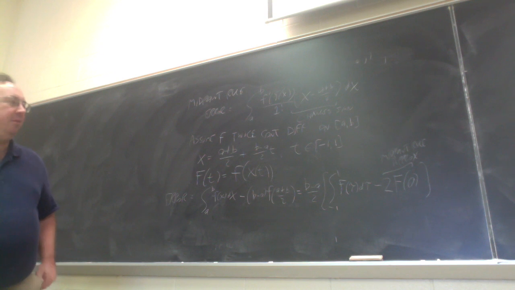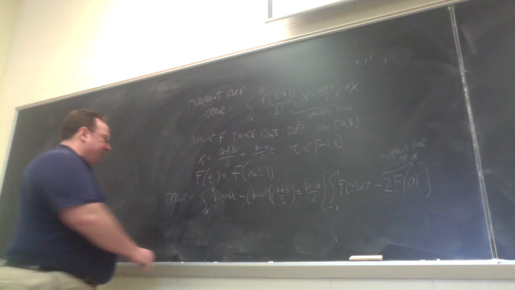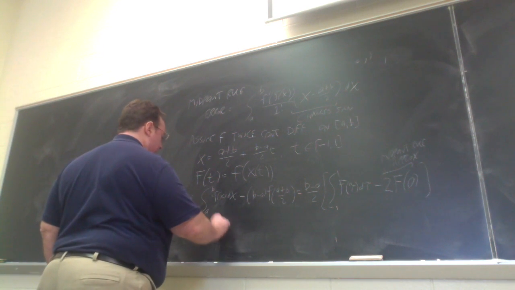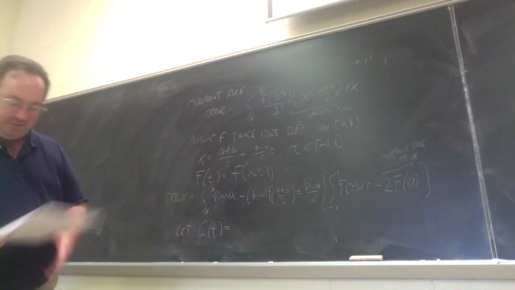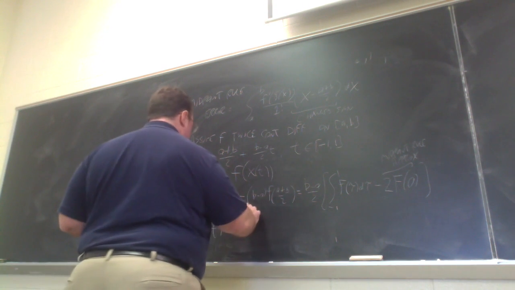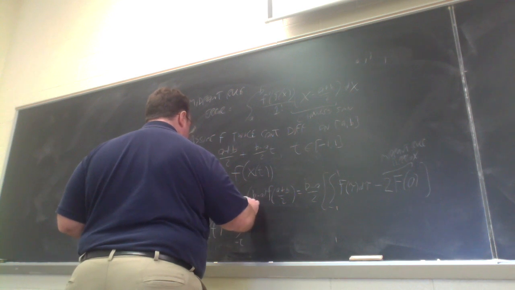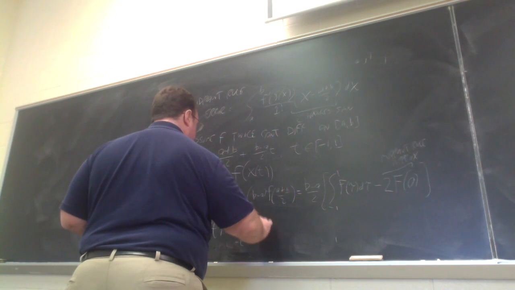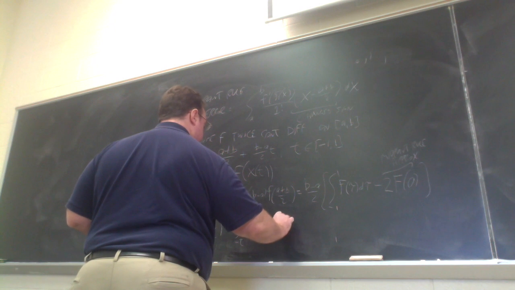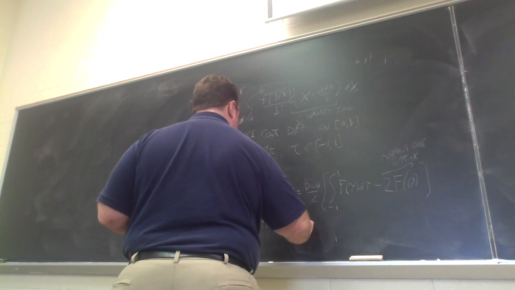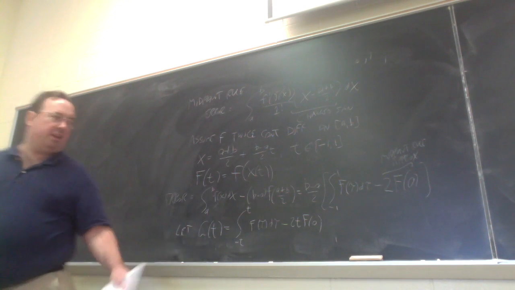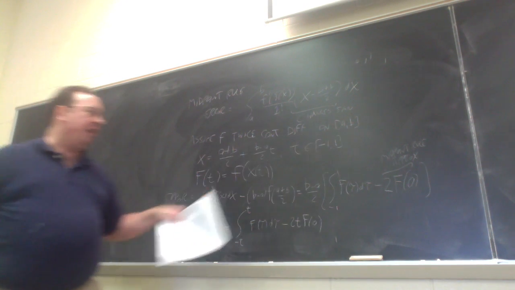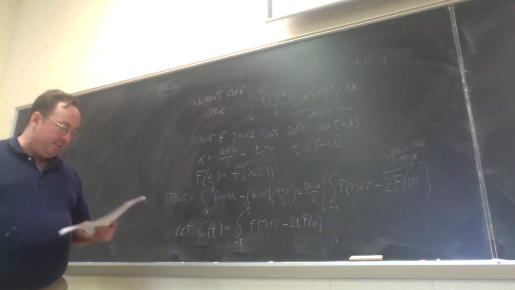Okay, so now, here's where things start to get really weird. I'm going to define this function, G of t, to be the integral from minus t to t of f of tau minus 2t f of 0. So it's like I'm taking this expression inside the square brackets and making it more general.